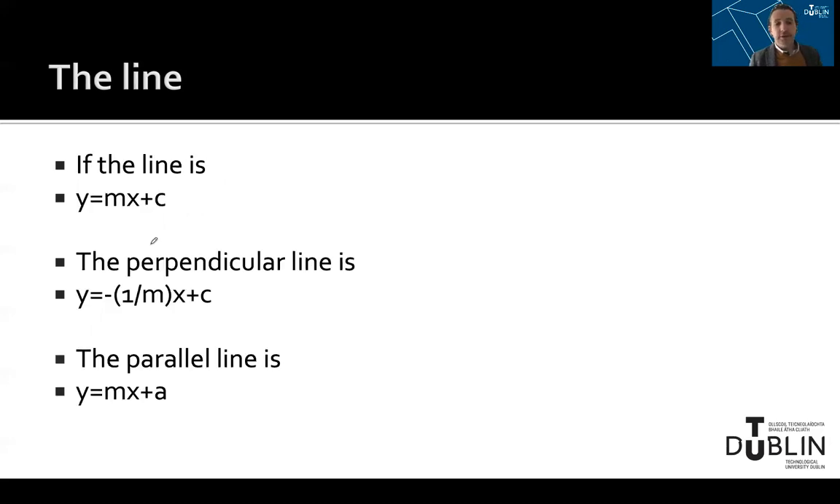So another thing is, if the line is y equals mx, then the perpendicular line has slope minus 1 over m. So that's just a little thing. This is how you do it. And if it's parallel, it's the same line, but the c is different. It's a different value. These are just little facts we know from junior cert.